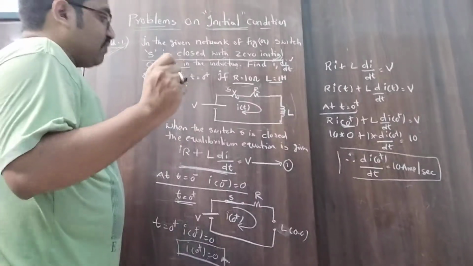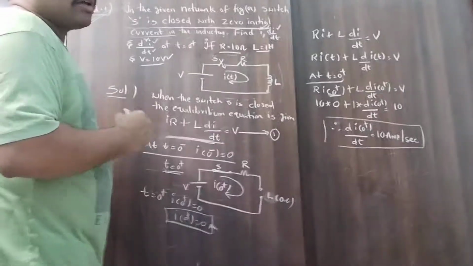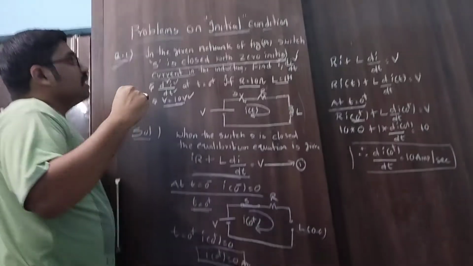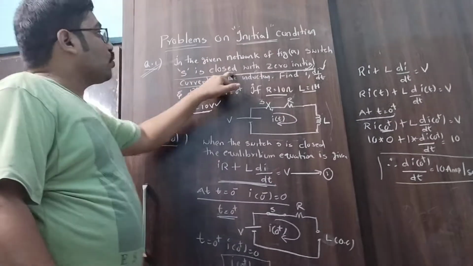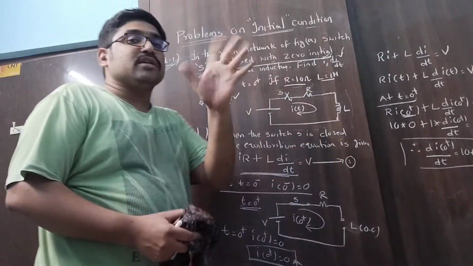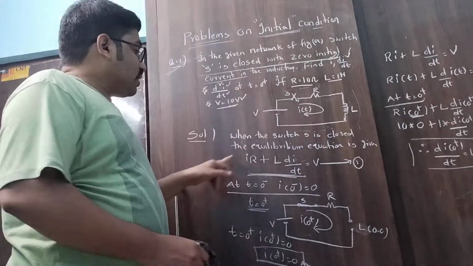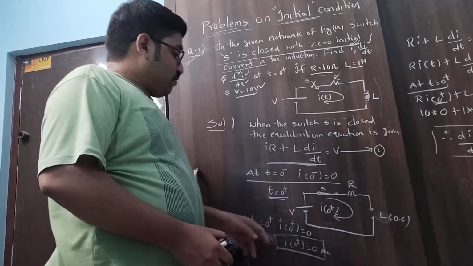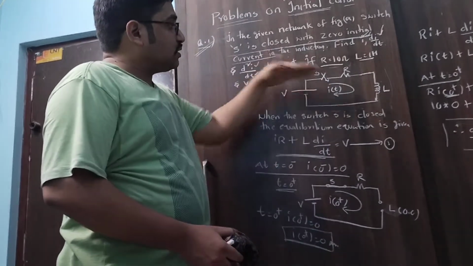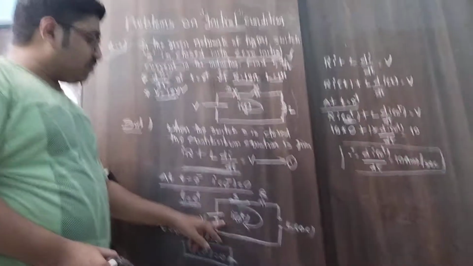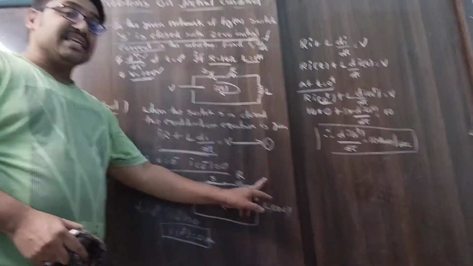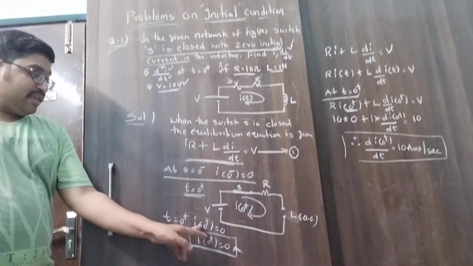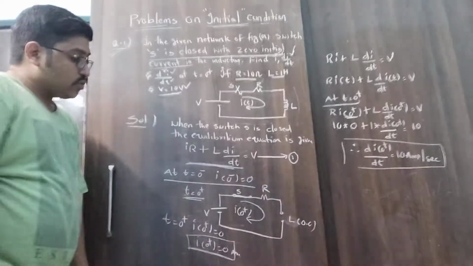Very important: very simple problems you can solve like this. First of all, understand the problem: the switch S is closed with zero initial current. Zero initial current means no current flows in the inductor. So at t is equal to 0 minus, I of 0 minus is 0. After closing the switch, at t is equal to 0 plus, the inductor initially acts as an open circuit. Therefore at t is equal to 0 plus, I of 0 plus is equal to 0 amperes.